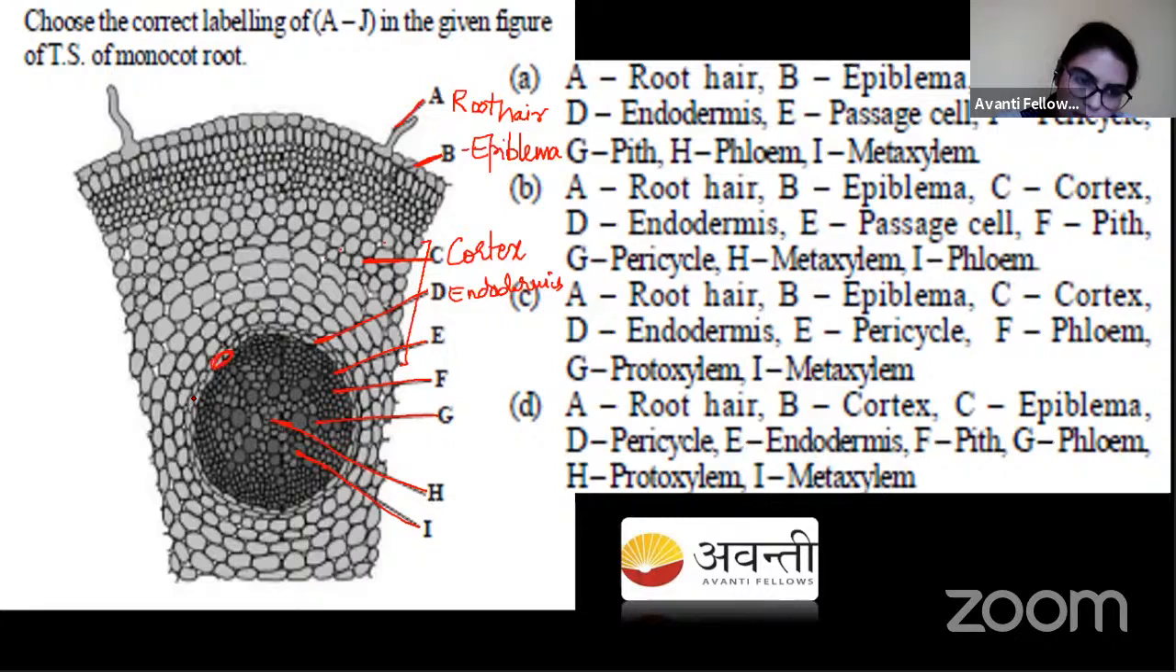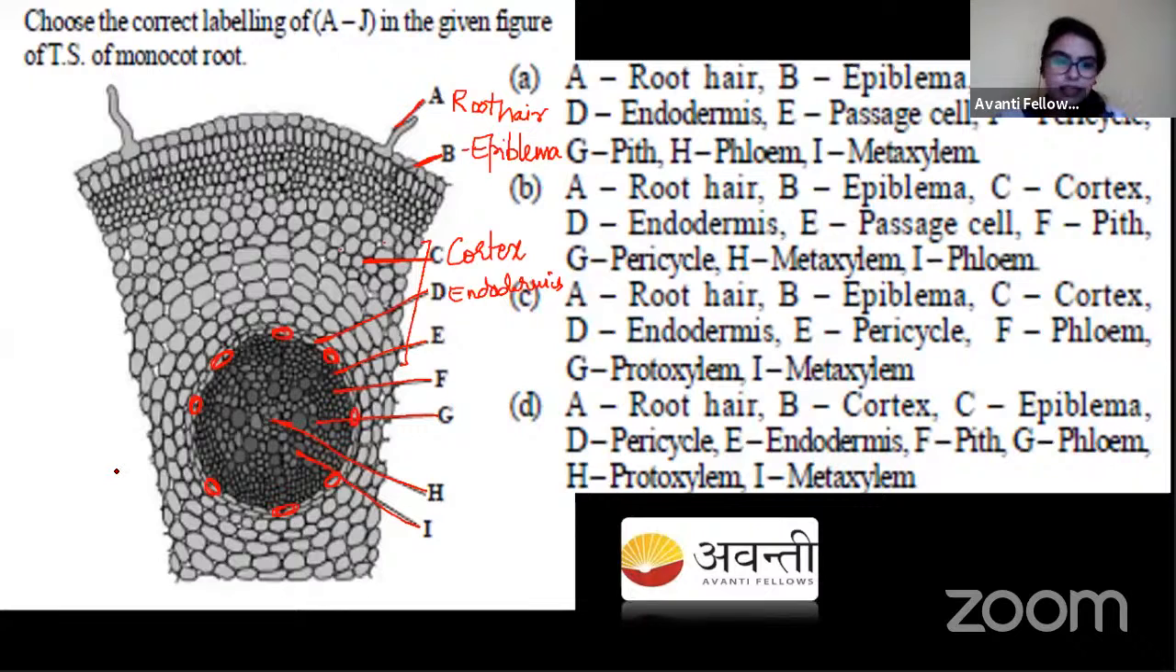So this will be the passage cell. Here, this is the passage cell. This is the passage cell. These are the passage cells that you're going to see in the endodermis. So these are the passage cells.